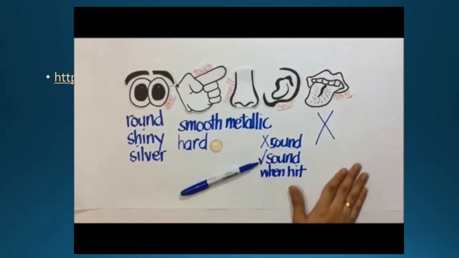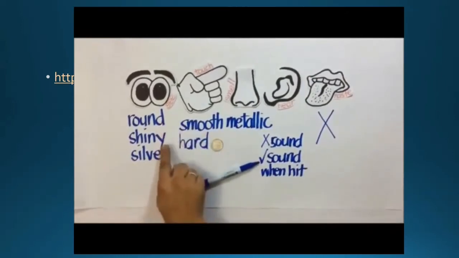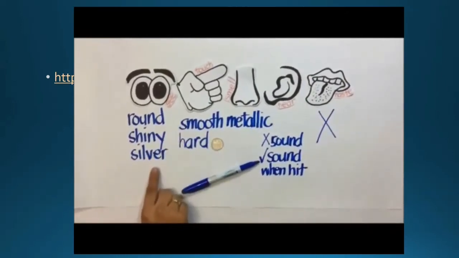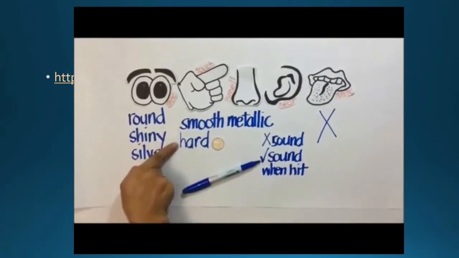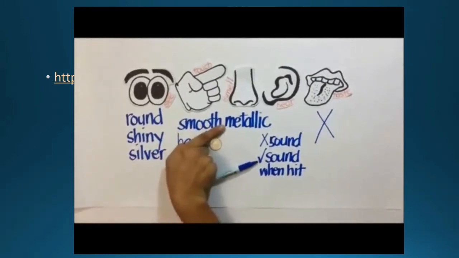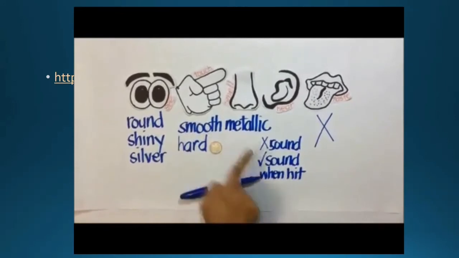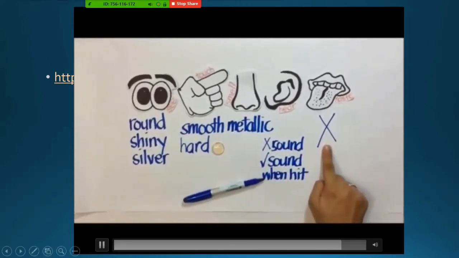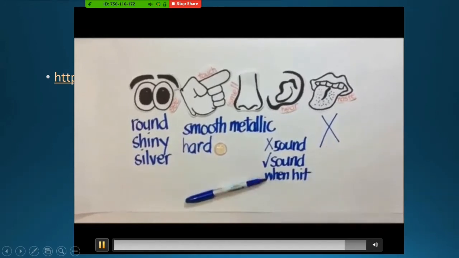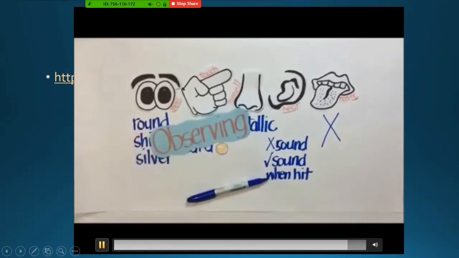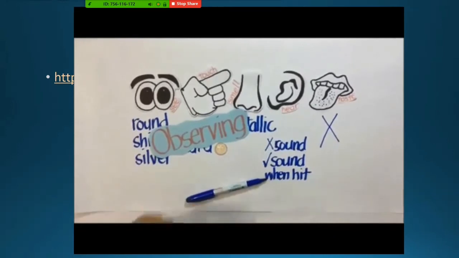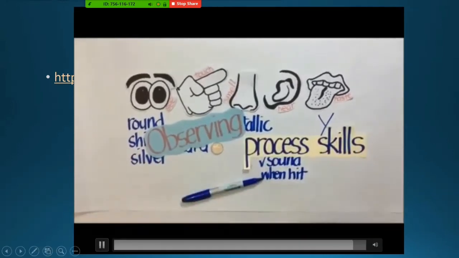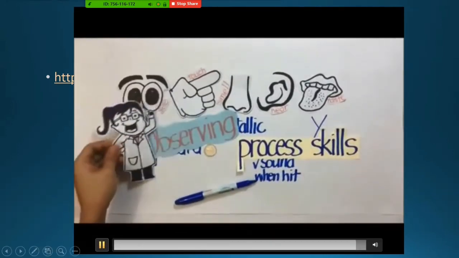Now we have a lot of observations. The object is round, shiny, and silver. It is also smooth and hard and has a metallic smell. It doesn't have any sound, but when you hit it with another object, it has sound. And we didn't use our sense of taste. Now what we just did is what we call observing, and it is a process skill which scientists use.